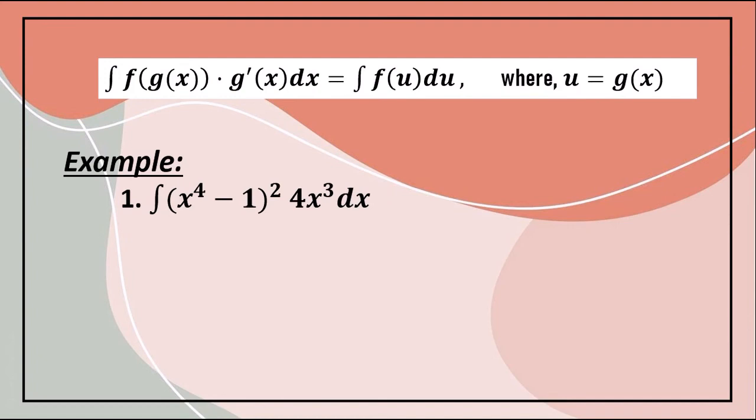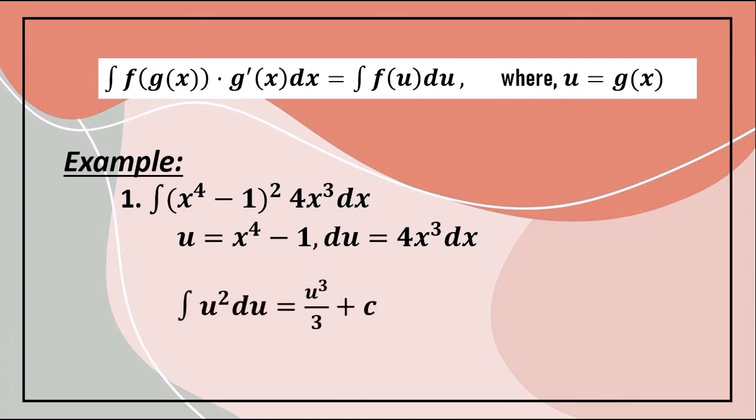Let's start with the first one, the indefinite integral of the quantity x raised to the power 4 minus 1 squared times 4x cubed dx. In this example, we let u equals x raised to the power 4 minus 1 and compute the differential for this. We get du equals 4x cubed dx. Now let's go back to our integral and notice that we can eliminate every x that exists in the integral and write the integral completely in terms of u using both the definition of u and its differential. So we have the integral of u squared du.